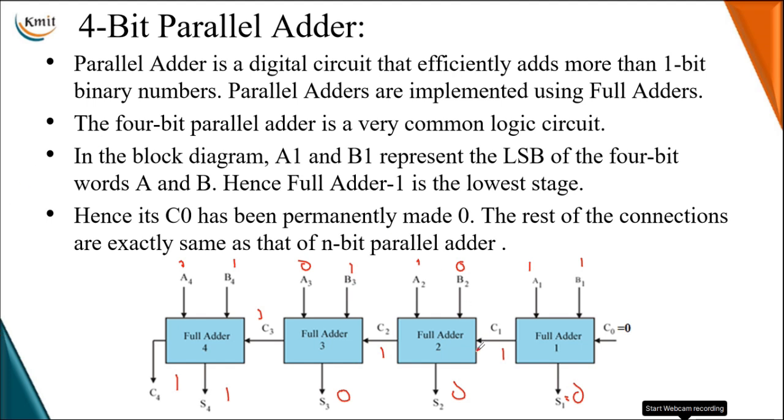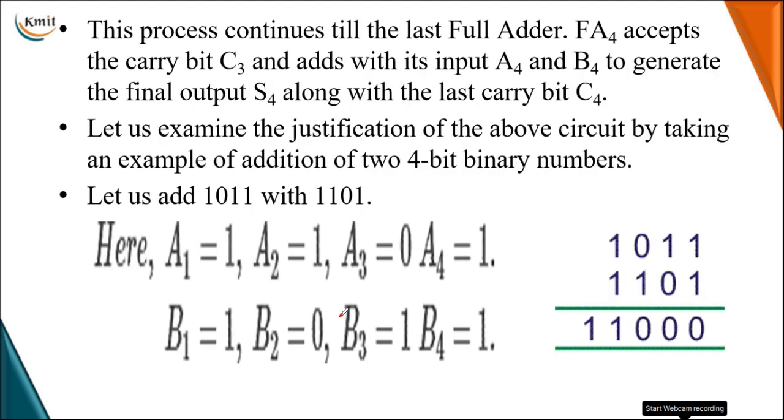So like this, this 4-bit parallel adder will add two numbers with 4 bits each, and the summation generates 5 bits. The first 4 bits are considered the summation bits, and the most significant bit is your C4 bit. So like this, we construct a parallel adder circuit. In the next session, we're going to start the subtractor circuit.